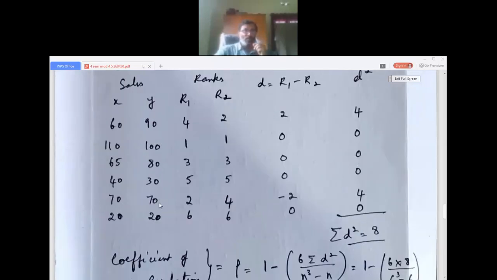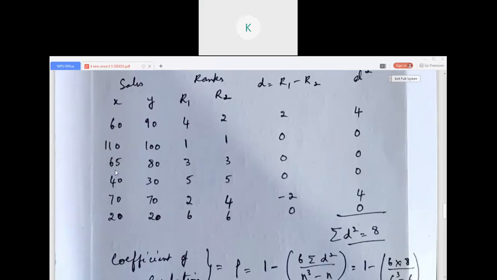Okay. Now we put rank. So ranks. R1 for the sales, that is X. So highest is 110, so 1. Then second highest is 70, so second position. Third highest is 65, so 3. Fourth highest is 60, 4. Fifth highest is 40, so 5. And last is 20. I hope it's correct. Just check, I might be wrong. R2 is the rank given to Y. First highest is 100, second highest is 90, third highest is 80, fourth highest is 70, fifth highest is 30, and the last is 20.